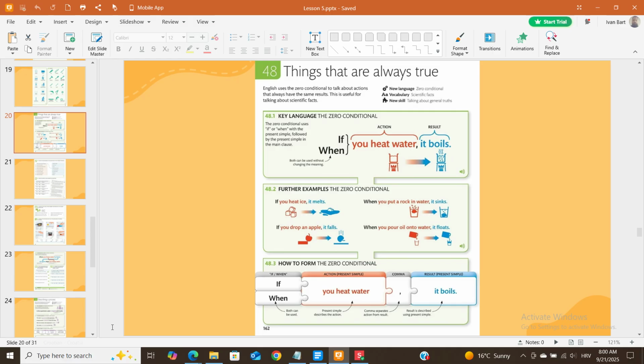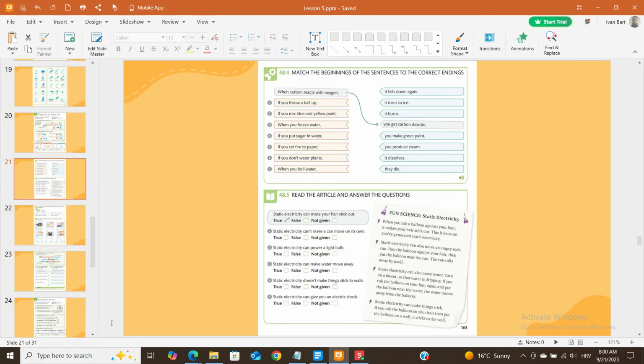48.3 How to form the zero conditional. If, when. Both can be used. Action, present simple, comma, result, present simple. You heat water: present simple describes the action. Comma separates action from result. Result is described using present simple. It boils.